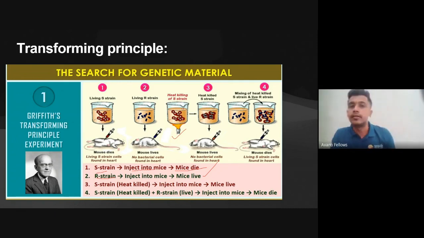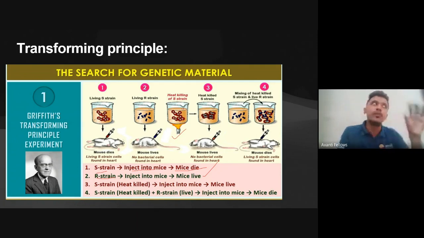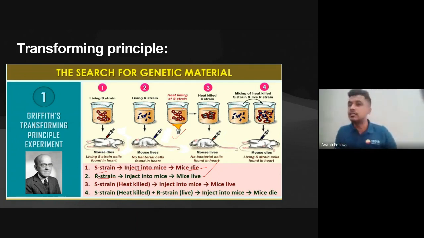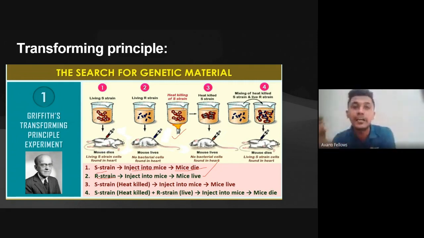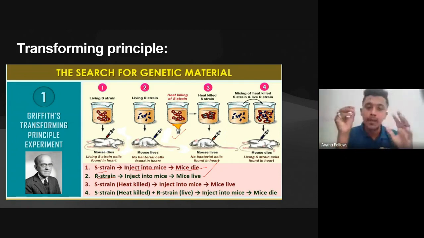How does it happen? Ultimately, if you have a gene for a particular character, let's say virulence or disease-causing is a character, this gene will give RNA and RNA will give rise to proteins, right? So when the heat was increased, what happens? The proteins that were supporting this bacteria to cause a disease got denatured or destroyed because of the heat. That made this smooth strain bacteria non-virulent.